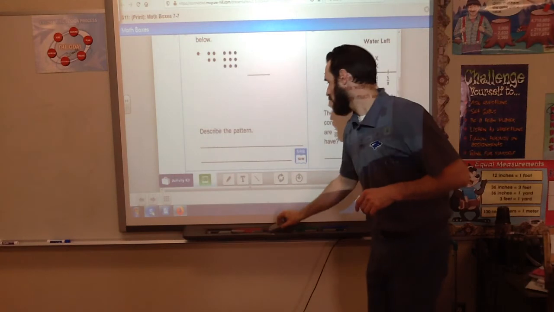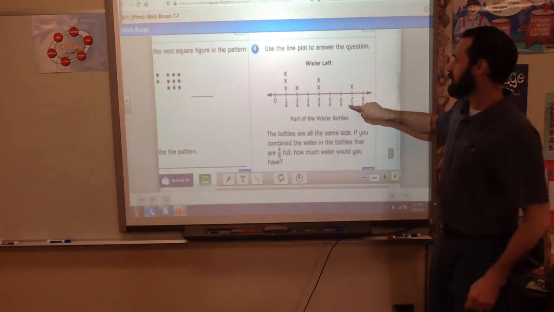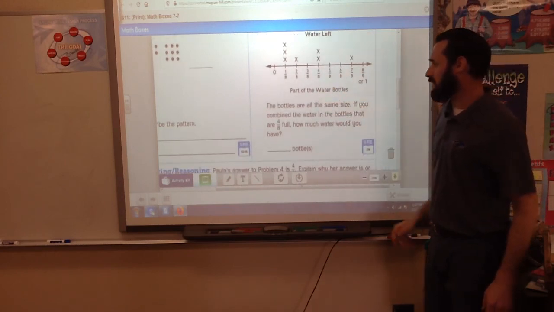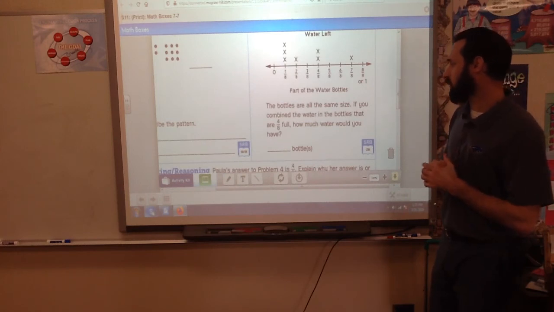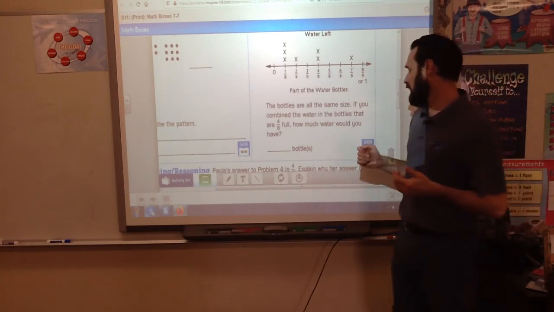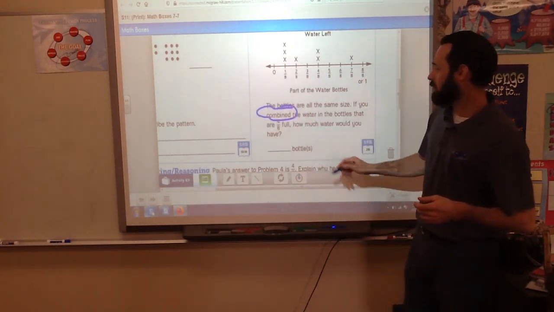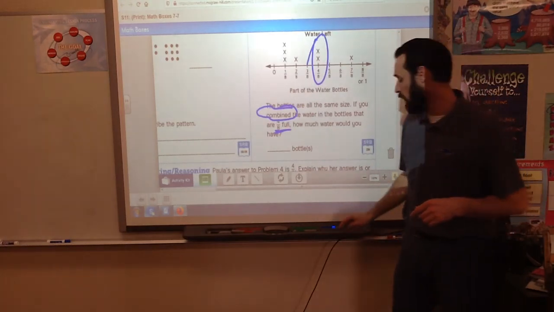On the next one, we have to use the line plot to answer it. Water is left in part of the water bottles. Bottles are all the same size. If you combine the water in the bottles that are 4/8 full, how much water would you have? So the key word here is we're combining all of the 4/8. That's how much would you have if you combined both of those.